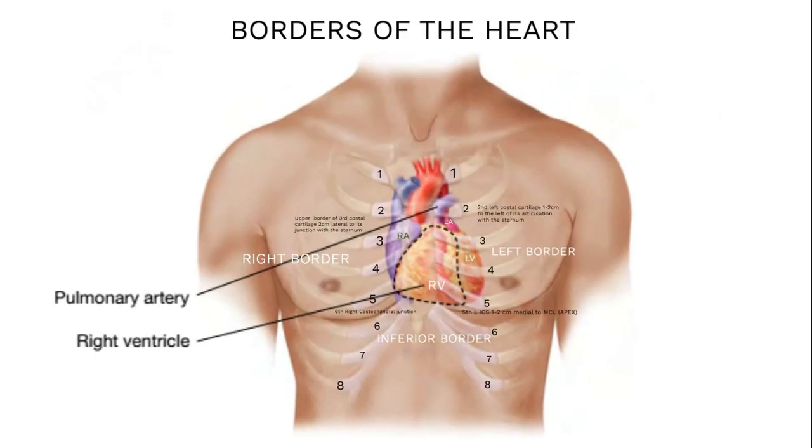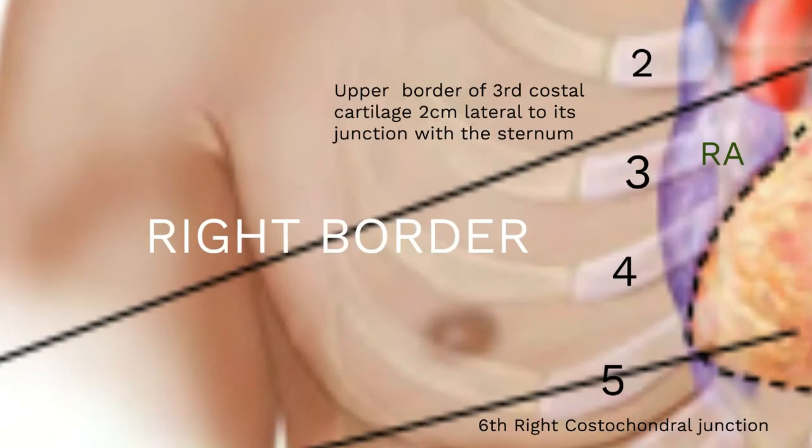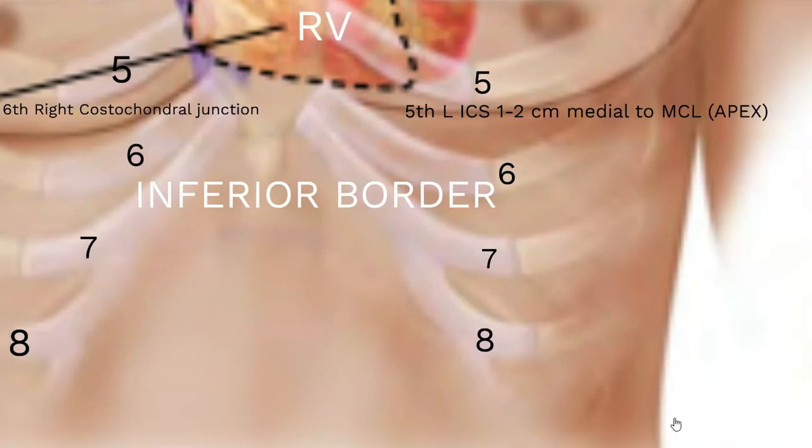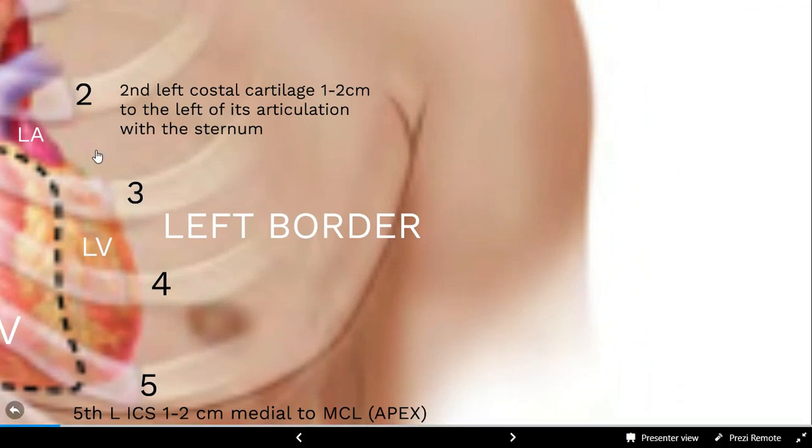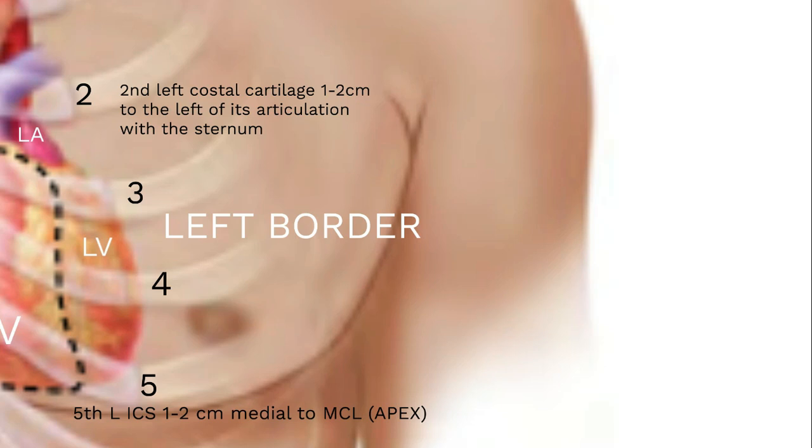So you also have to learn about the borders of the heart. Right border: upper border of the third costal cartilage, 2 centimeters lateral to the junction, down to the 6th right costochondral junction. The inferior border, 6th to the 5th left intercostal space, is formed by the right ventricle. The left border runs from the apex up to the second left costal cartilage, 1 to 2 centimeters from its articulation. This is formed by the left ventricle and the left atrium superiorly.